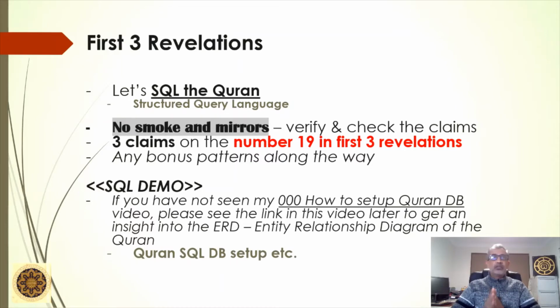This has to do with the first three revelations. This is not about the first three chapters; this is about the revelation order. What order did the prophet get the revelation? Obviously the first night he got a very short 5-verse revelation, and it's quite well known. Then the second revelation happened, and the third revelation. So these three claims are about this sequence, the first three revelations.